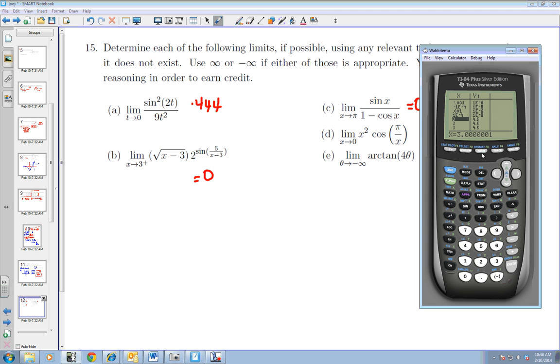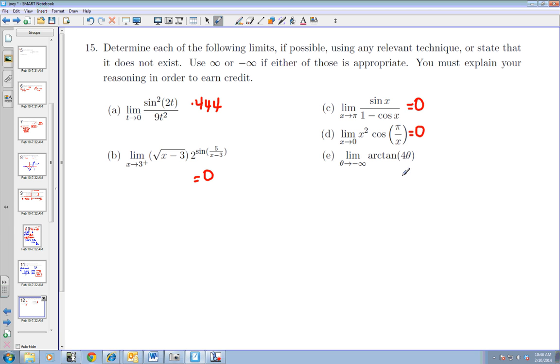Okay, and let's go ahead and look as x approaches 0. Okay, so let's go to our table. Let me make sure I put that in right. X squared cosine pi over x. All right. So do you see 1 to the -6, 1 to the -8? Okay, and this is in scientific notation, so I'm taking my decimal and moving it to the left 6 places, 8 places. So you see they're getting closer and closer to 0. So this one is also 0.